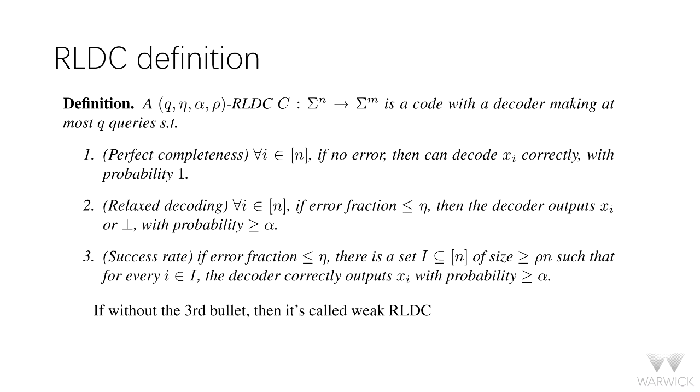So yeah, with the third property, it's called strong. But without the third property, it's called weak. Notice that in the original paper introducing the definition of RLDC, BGH+06, they showed that one can use property 1 and property 2 plus some average case smoothness property to give a strong RLDC.